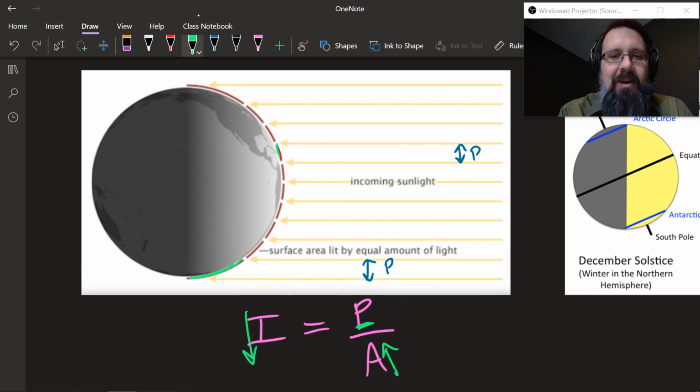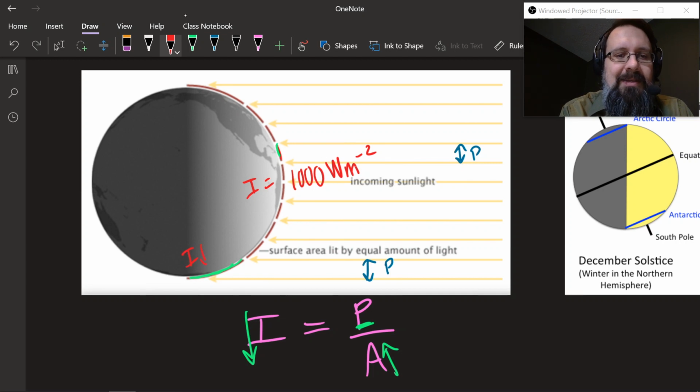So at the equator, you have that 1,000 watts per square meter. But then when you get out to the poles or to the extremes, the intensity is going to drop. So that's your intensity at the equator, but out here you're going to get lower intensities. The reason is that the sunlight is being spread out over a larger area just because of the angle that it hits the earth at.